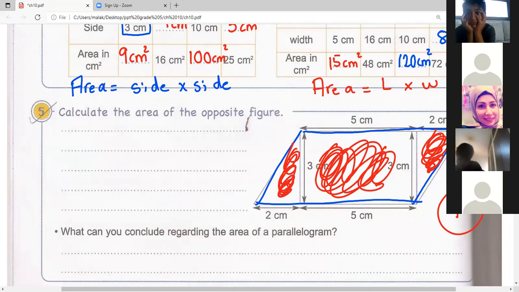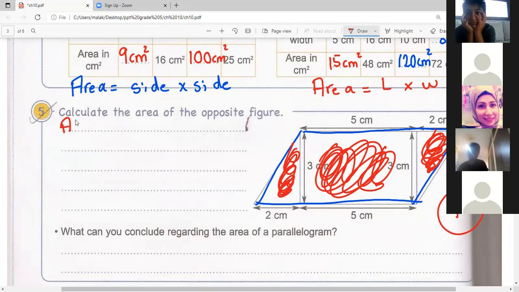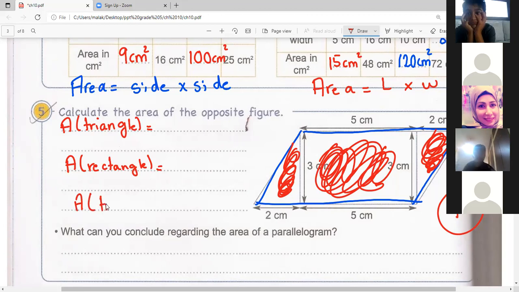So let's first find the area of the triangle. It has to be a right triangle so that it has a base and a height. Then the area of the rectangle, then the second triangle. At the end we will find the area of the figure, which is the parallelogram. A means area. Okay.